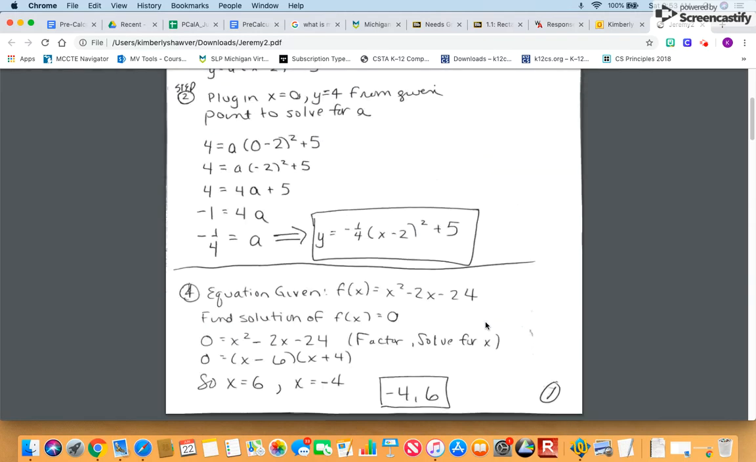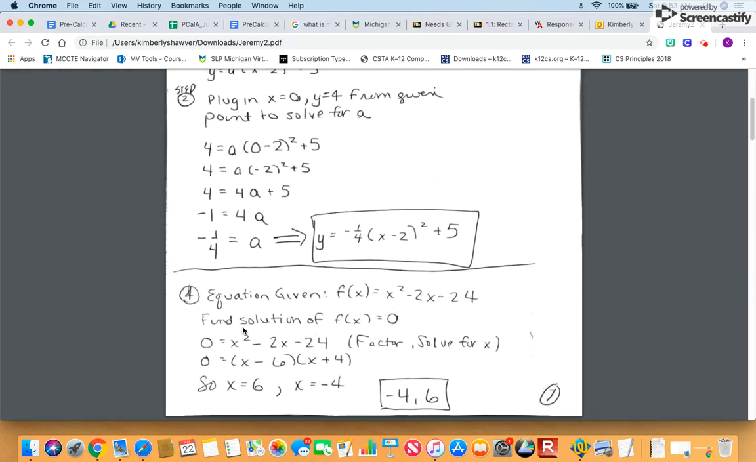Number 4 says, given the equation, find the solution of f of x equals 0. So really, maybe it was the directions that were confusing you, but it really was that easy. Just set it equal to 0, factor, and then set each one of these equal to 0 to solve for x. So x equals 6 and x equals negative 4. And for problems like these, what WebAssign wants you to do, and it tells you this, is to enter them from lowest to highest separated by a comma. So that's how you should have entered it.